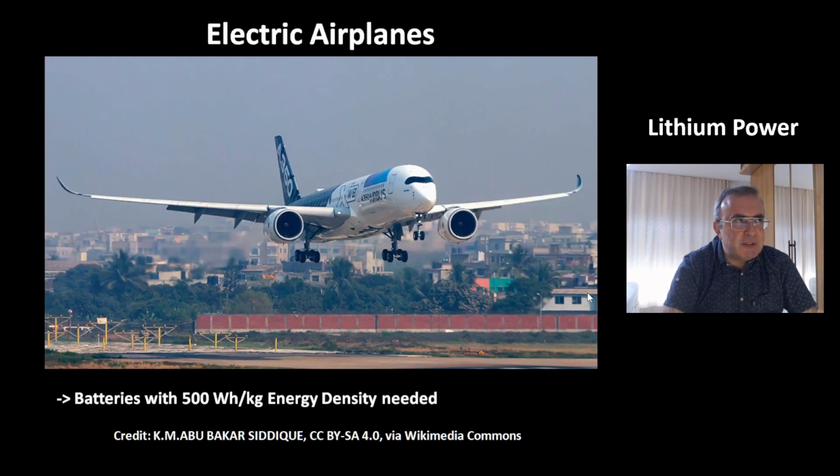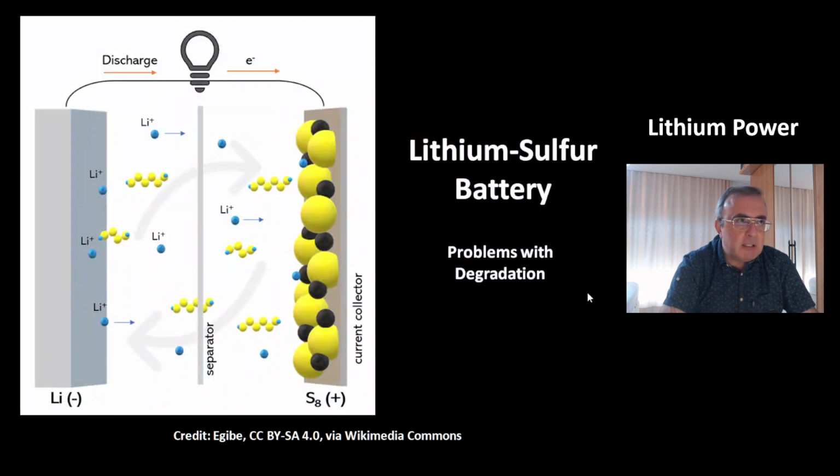If you want to electrify planes, big airplanes, you need batteries with at least 500 watt-hours per kilogram energy density. This is one candidate, a lithium-sulfur battery. However, this battery is not fully developed yet. There are several problems with it, one of which is degradation. During the charging and discharging process, you get a big change in volume. And this causes a quick degradation of this battery, and this problem is not solved yet.